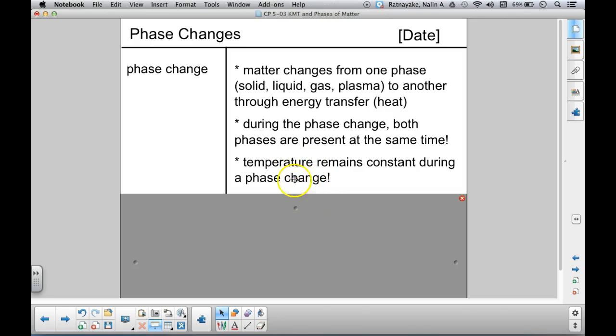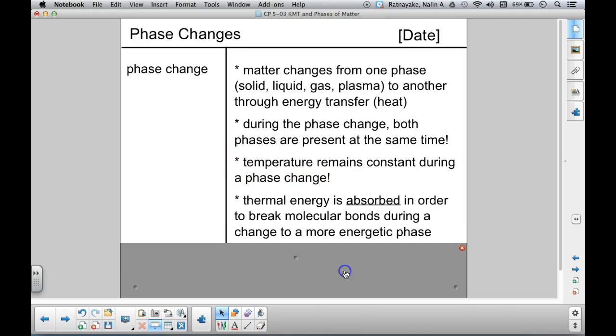And this is because the energy that we're putting in is actually going into breaking the bonds of the molecules up to change it from a solid to a liquid. It's not going towards temperature. But we'll talk a little bit more about that later on when we take a look at a heating curve. Just remember for now, the temperature remains constant during a phase change.